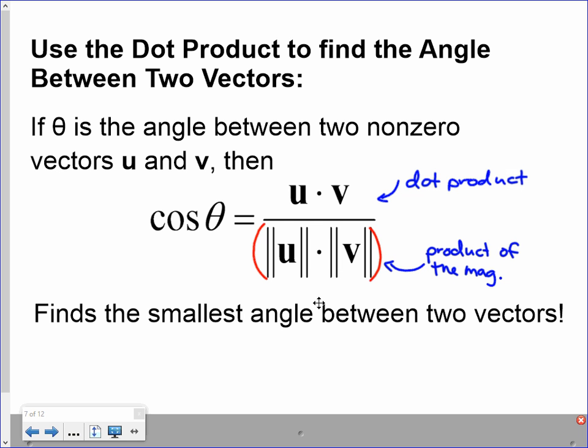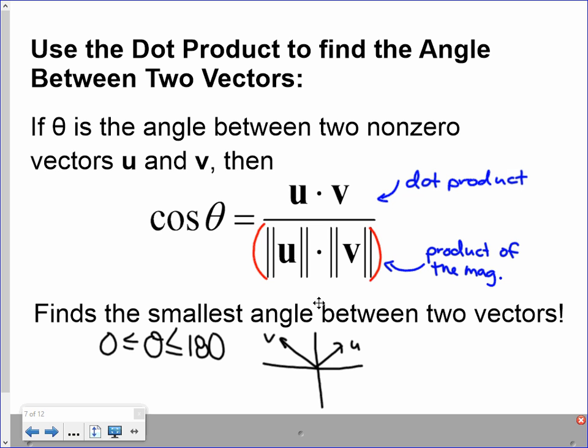I'm going to show you what that means. This formula finds the smallest angle between two vectors, and the smallest angle between two vectors is between 0 and 180. That makes sense because we're doing the inverse cosine. Okay, that's all that the inverse cosine would give. And then to visualize that for you, I'm going to draw two vectors. I'll get a vector U and a vector V.